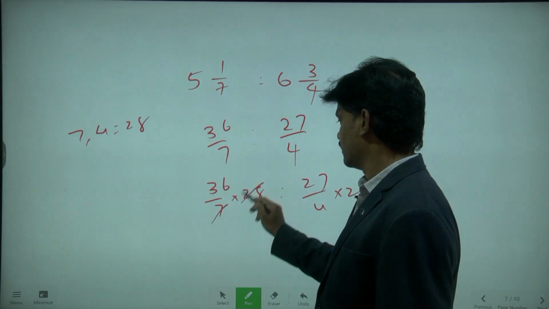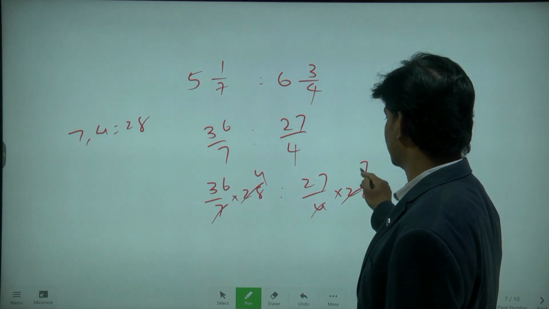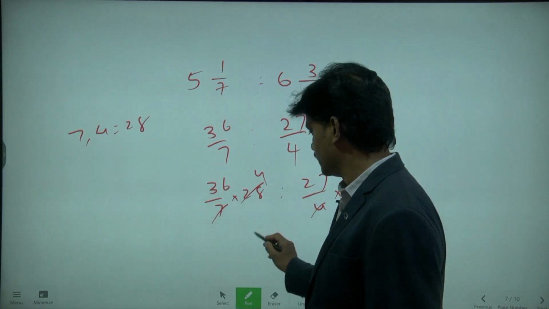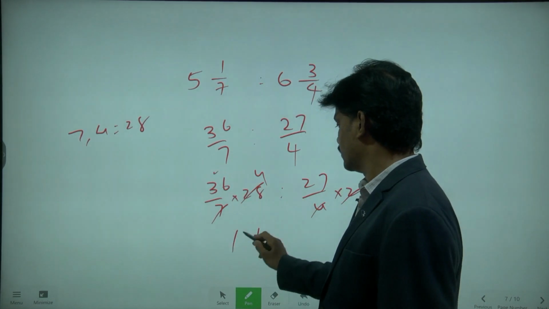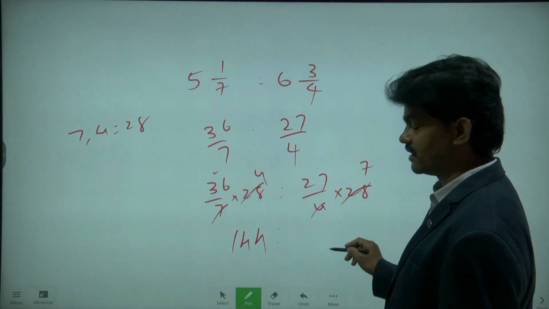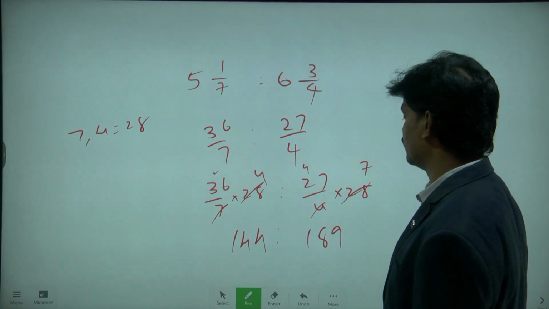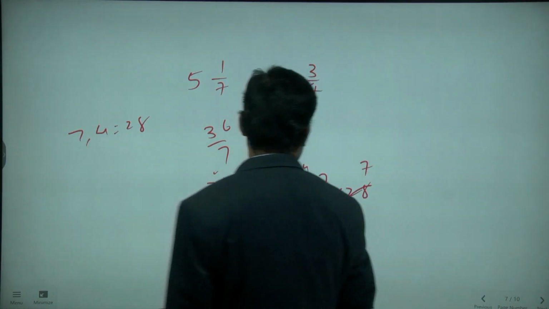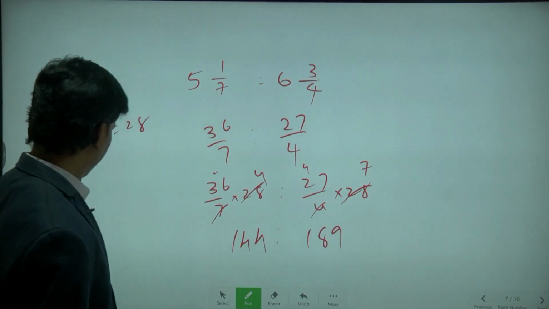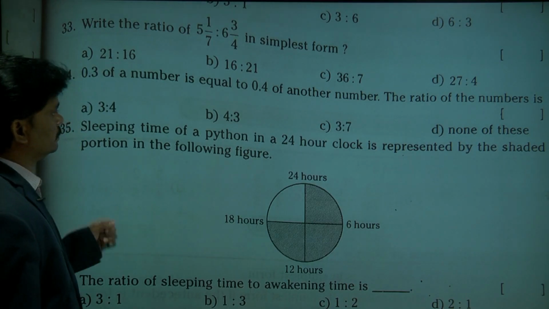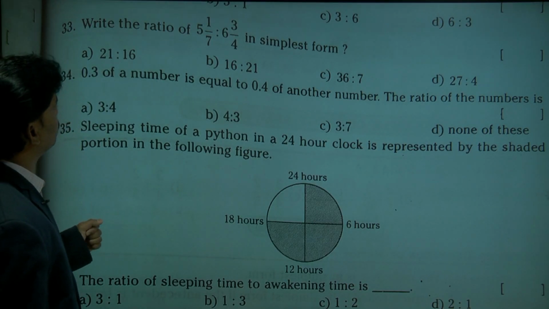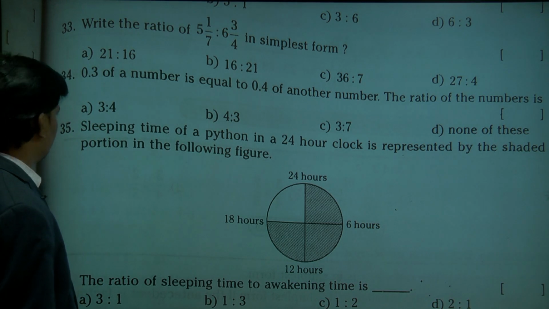Let us see what is going to happen. I am going to cancel here 4 times. I am going to cancel here 7 times. 36 4s are 144. 27 7s are 189. 144 is to 189. So we have to write in the simplest form. 144 is to 189.